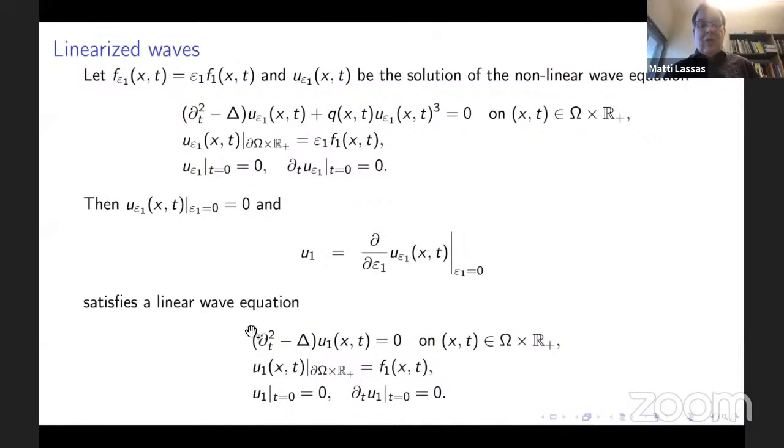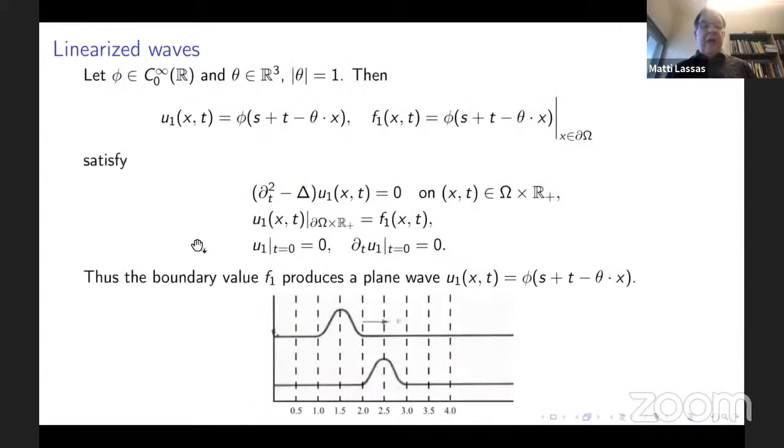Let's consider now this linear wave equation. What type of waves would we like to consider? We are going to use so-called plane waves. They are visualized in this picture. We have this kind of bump that is moving. Here is time t equal to 1. Here is time t equal to 2. So the wave is propagating in this direction.